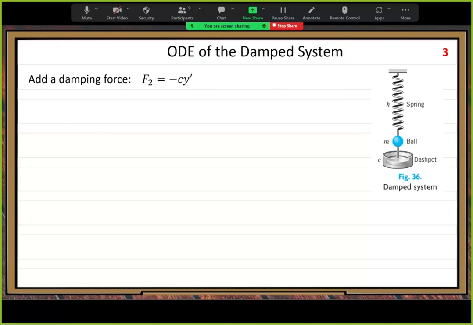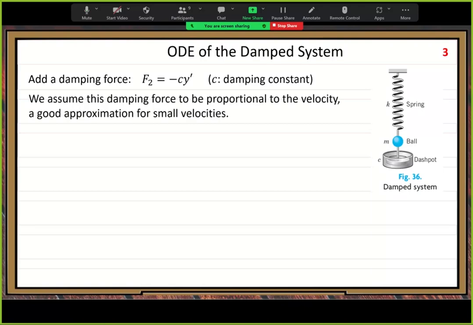So negative C times y prime, where C is the damping constant. We assume this damping force to be proportional to the velocity. It's a good approximation for small velocities. For large velocities, the approximation is not that good. For small ones, it's good enough.